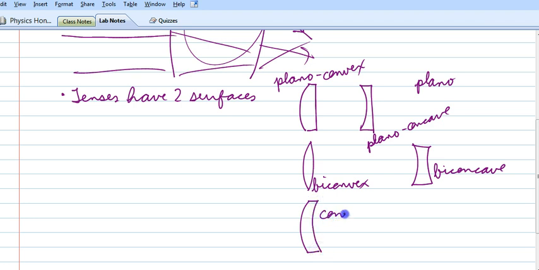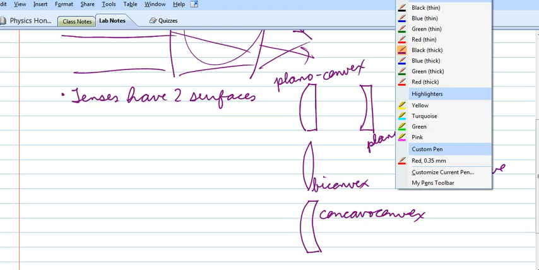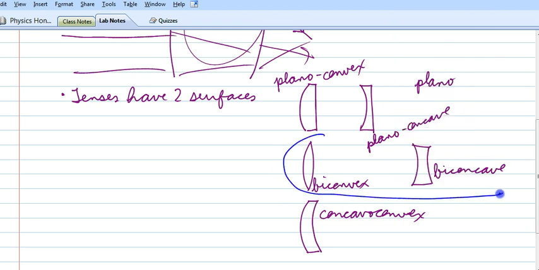So this is concavo convex or something like that. And then of course you can have the opposite of that too. The thing is, this gets very complicated mathematically very fast, so we're just going to stick with these two guys here. When we say that we have a convex lens, you should think of it as having two convex sides. The same thing with a concave lens. If I say concave from now on, I mean I have two sides that are concave.